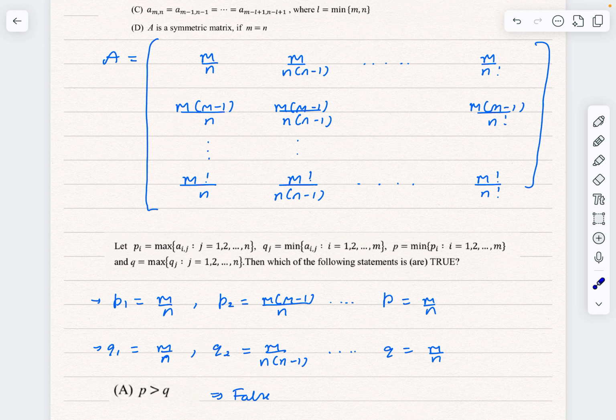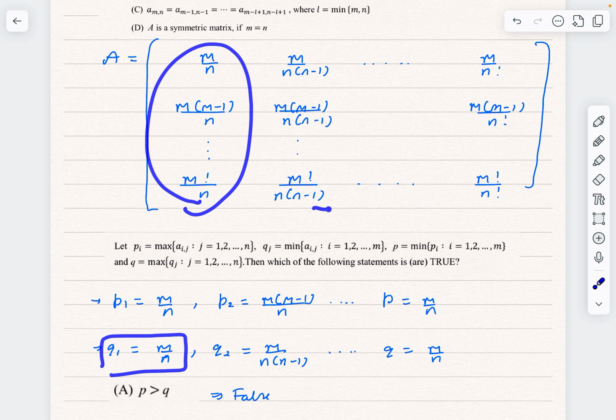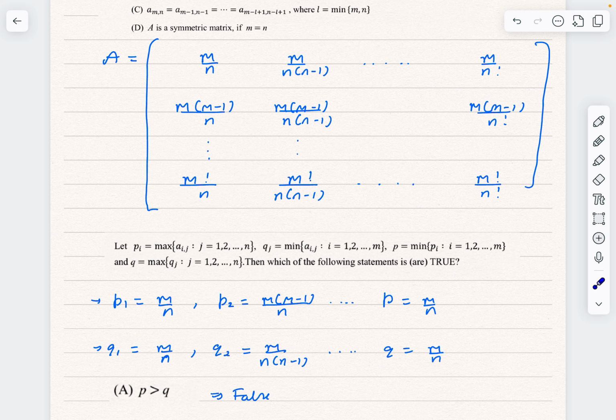In Q, they're asking the minimum element of Aij when i goes from 1 to m. That means they're asking for the minimum element of the jth column. So if you take the first column, the least element is m by n. Second column, the least element is m by n into m minus 1 by n minus 1. And for the last column, the least element will be again m factorial by n factorial.